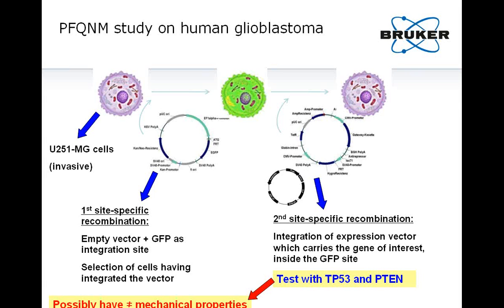So we believe that whether the cells are cancerous or not should totally change the mechanical properties. So this is why we imaged all of the cell types, including controls, by using PeakForce QNM.